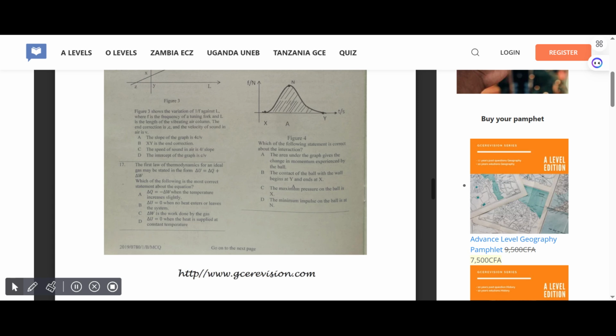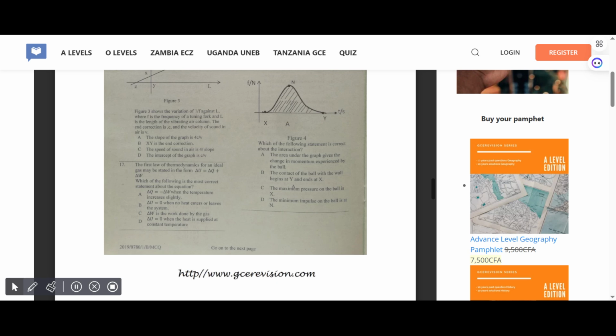Question 16. Figure 3 shows a variation of 1/F against L, where F is the frequency of a tuning fork and L is the length of the vibrating air column. The end correction is X and the velocity of sound in air is V. The answer for 16 is C.